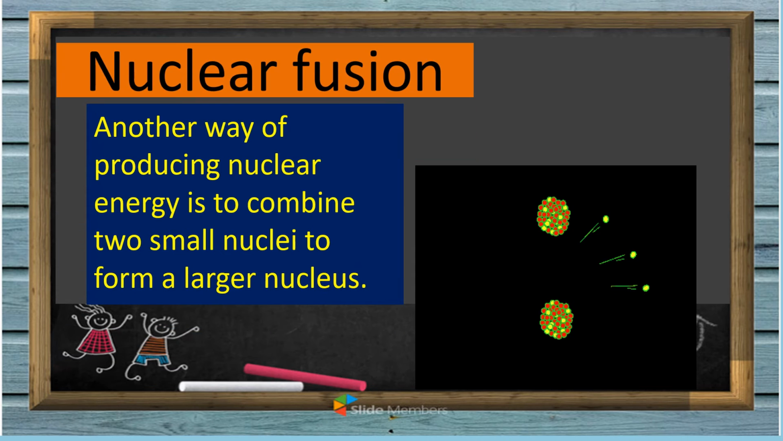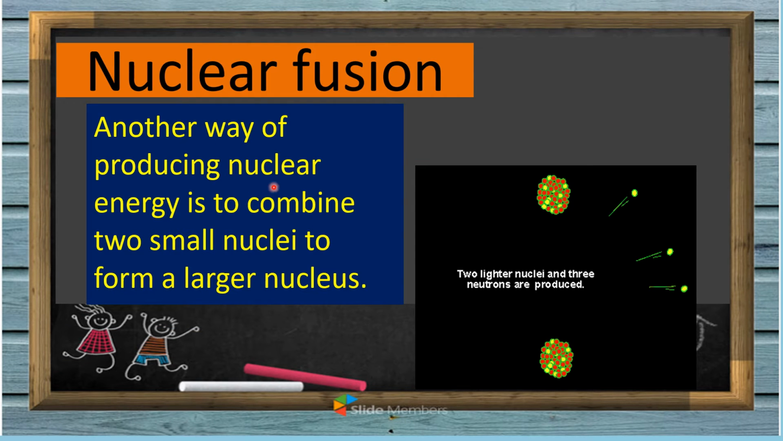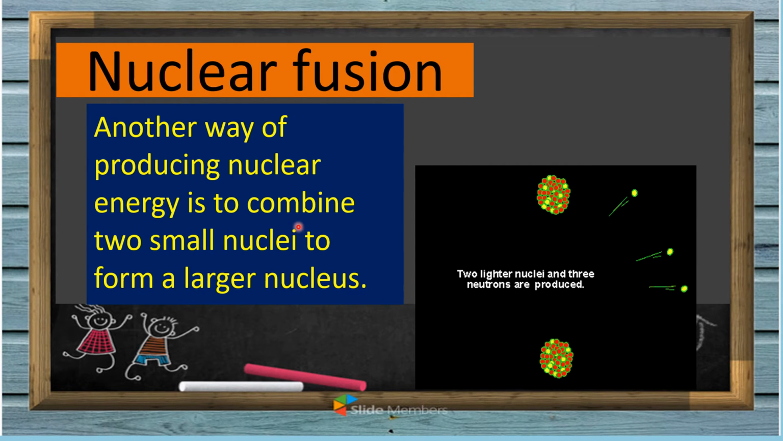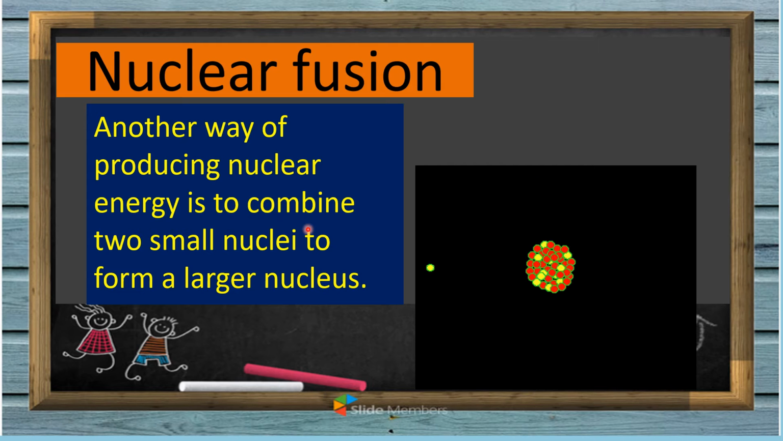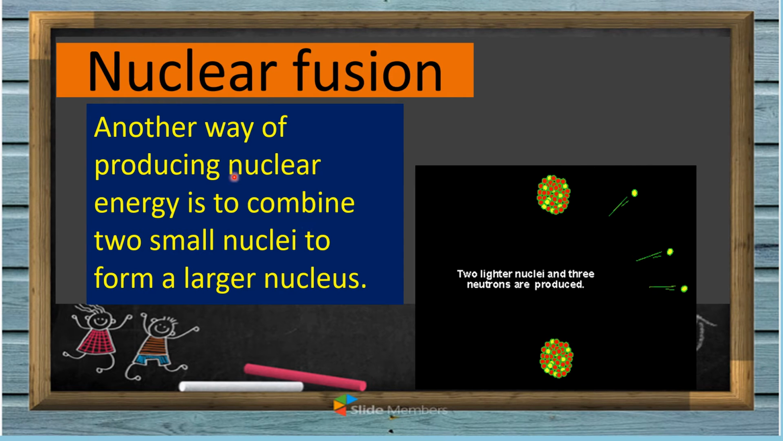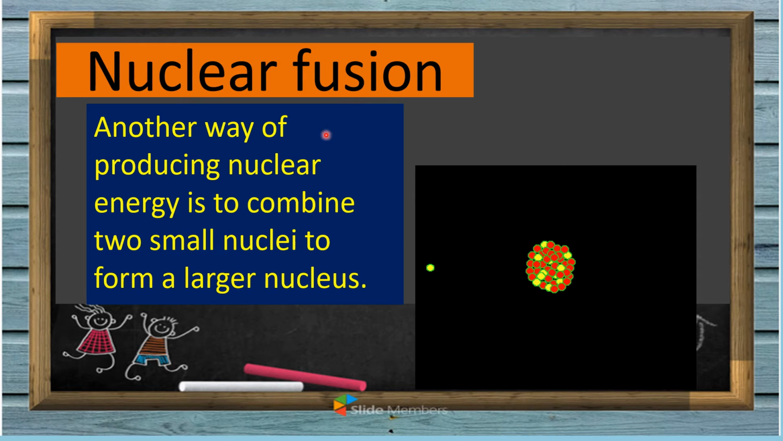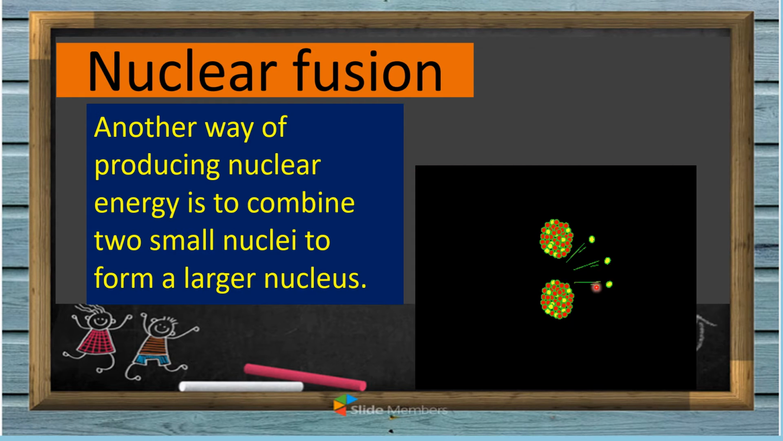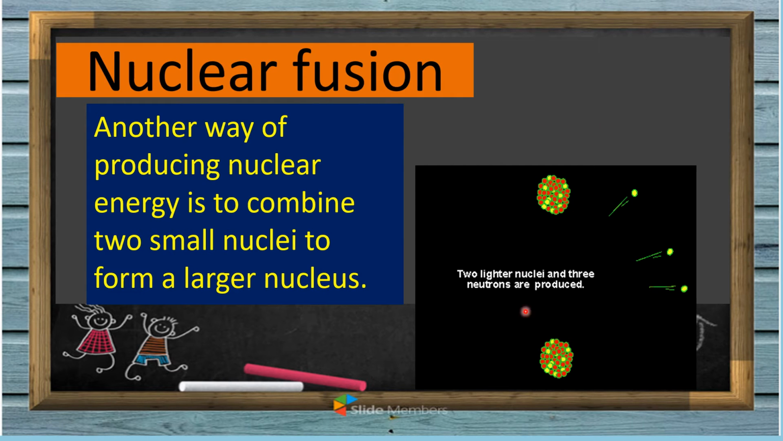Nuclear fusion. Another way of producing nuclear energy is to combine two small nuclei to form a larger nucleus. Take note, combine. So meaning it is going to become one. That's why we call it nuclear fusion. Like this, the neutron is going to combine with an element. Okay, so fusion will take place.